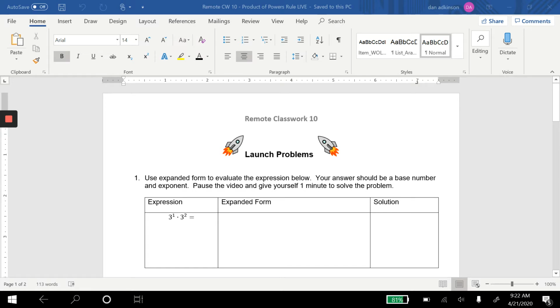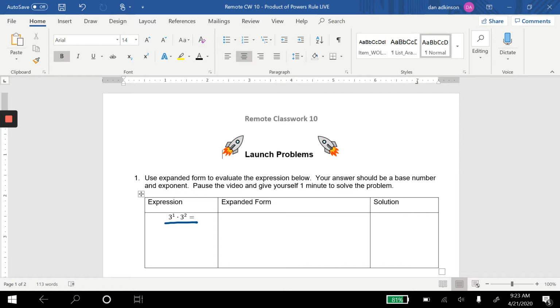So I'd like you to start by trying this first expression that we have here. The expression is 3 to the first power times 3 to the second power. I want you to write it in expanded form and then write the solution. Pause the video, give yourself 1 minute to do that. Go.